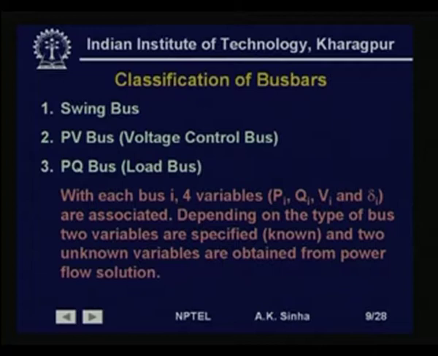For PV buses we have P and V specified. So, the unknowns or the variables which need to be computed are angle delta, the voltage angle delta, and the reactive power Q injection. At the PQ buses, both P and Q are known, and the unknowns which need to be computed are voltage magnitude and angle, that is V and delta.